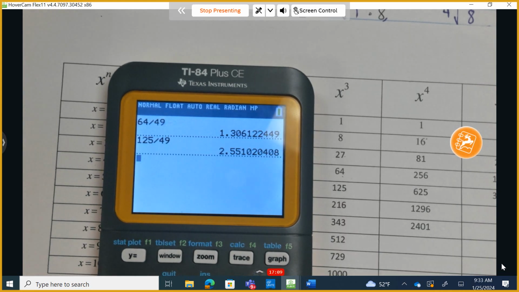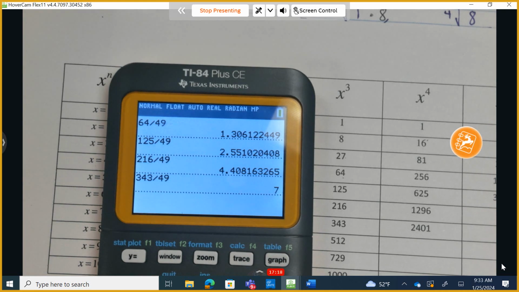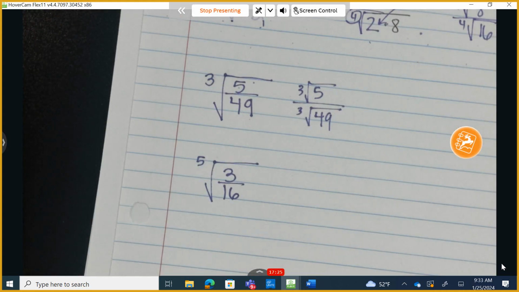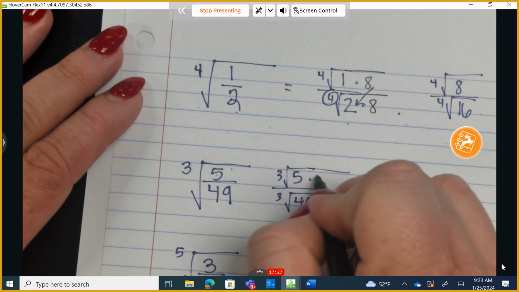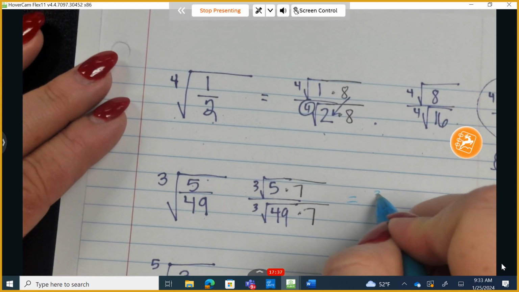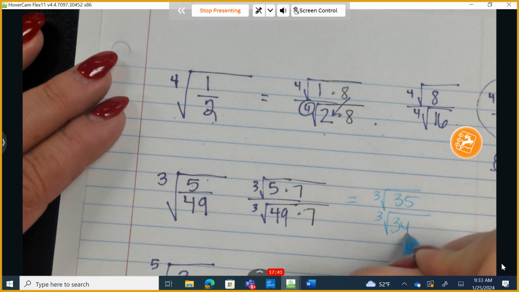125 divided by 49. No whole number. Doesn't work. It finally works. As soon as you get that whole number, this is the magical number that we're going to multiply by. So I come back here. I extend the top and the bottom because I have to keep the original value the same. As long as we multiply the top and the bottom, I have the same value. Nothing has changed. And now I have the cube root of 35 on top and the cube root of 343 on the bottom.